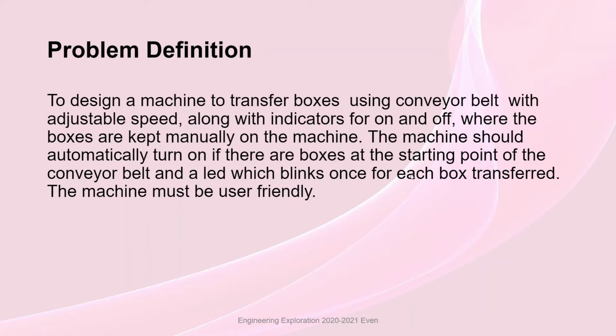The problem definition for our project was to design a machine to transfer the box using the conveyor belt with adjustable speed along with the indicators for on and off of the machine, where the boxes are kept manually on the conveyor belt. The machine should automatically turn on if there are boxes at the starting point of the conveyor belt and an LED which blinks for every box transferred to the final destination. The machine must also be user friendly.